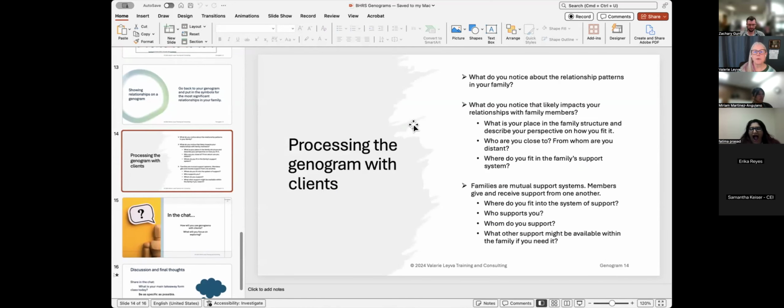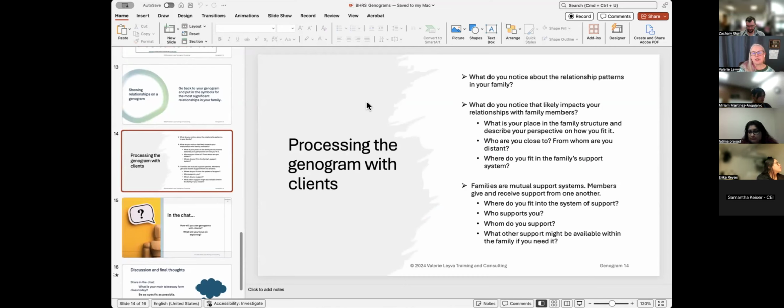So, processing a genogram. The first thing to ask is what I asked: what do you notice about the relationship patterns in your family? And get the client to articulate that in as much detail as you can. And I'd be writing notes. Again, I give my clients a copy of the genogram. I give a client a copy of my notes that I'm writing in the session, not my progress notes, but just my notes about their family. A next question is, what do you notice it likely impacts your relationships with your family members?